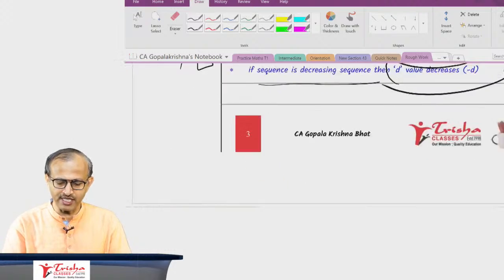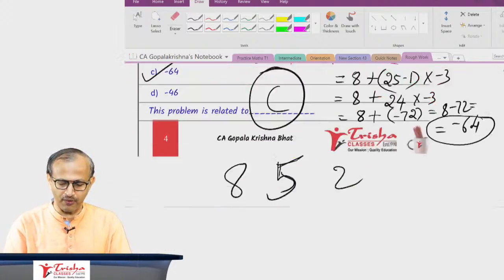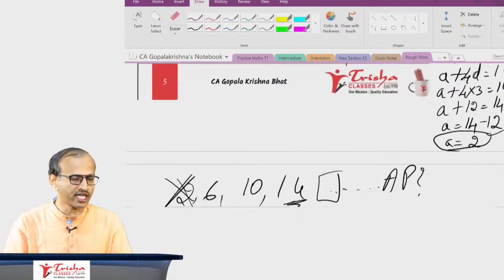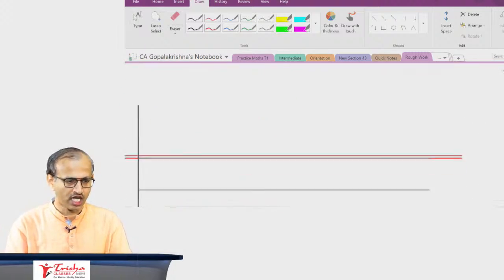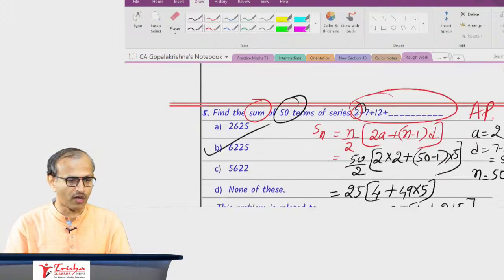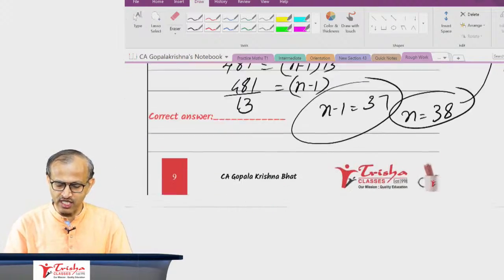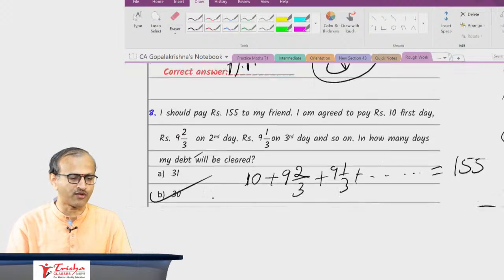So that completes your topic of AP, arithmetic progression. Put the heading in your notebook: geometric progression. All of you write down geometric progression. Today's winners are 2 people, Mr. Omkar and Vallesh.